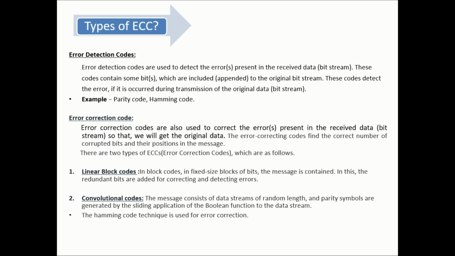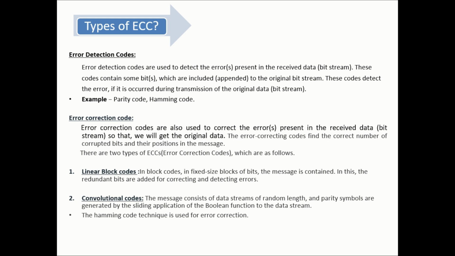There are two types of ECC, error correcting codes, which are as follows: linear block codes and convolutional codes. Linear block codes use a fixed size block of bits in which the message is contained, and redundant bits are added for correcting and detecting errors. The second type is the convolutional code. In this method, data is sent as a continuous stream and parity bits are generated using a sliding application of a Boolean function to the data stream. After some videos, we will see the convolutional code.